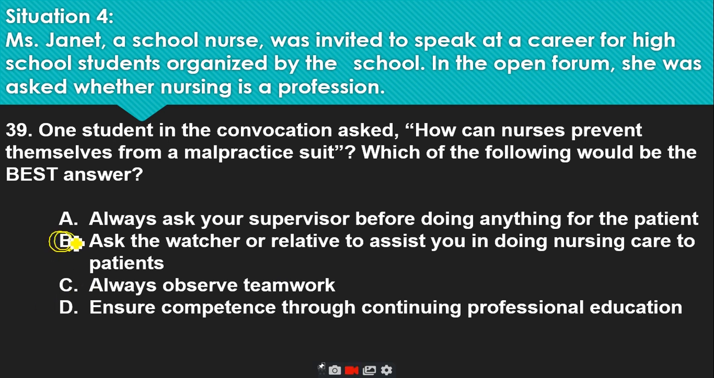Eliminate letter B immediately, because you're talking about watcher or relative to assist you in doing nursing care. Nursing care is done by nurses, and the watcher or relative is not actually part of nurses. And also, if you encounter the word always in a choice, that's going to be 95% wrong. So therefore, always ask your supervisor, always observe teamwork. That's already a form of absolute terms. So the best answer for number 39 is letter D.